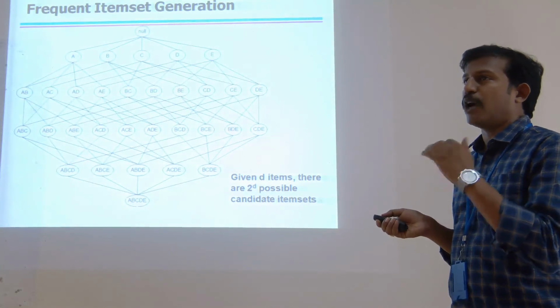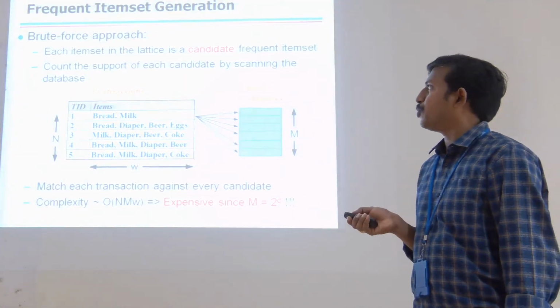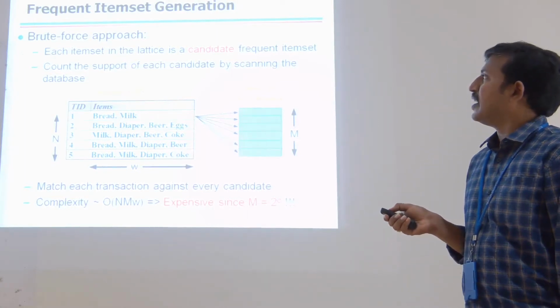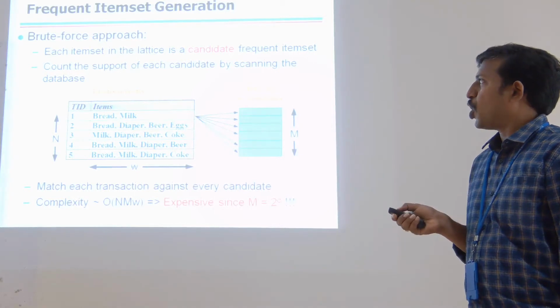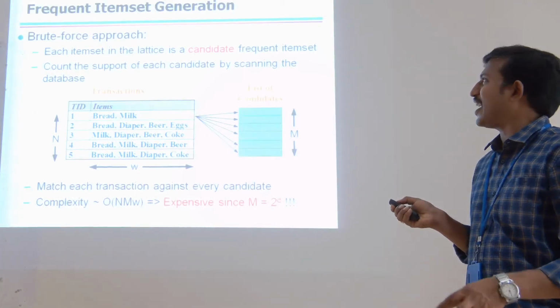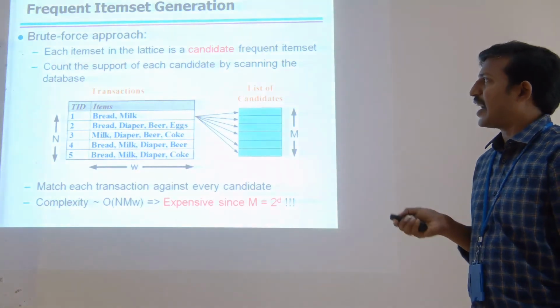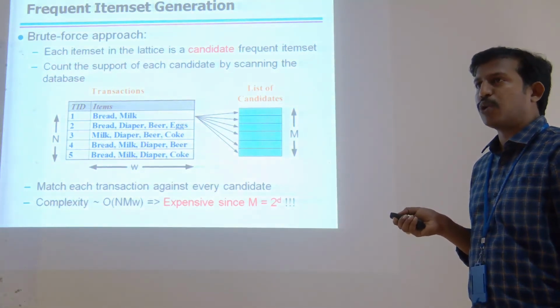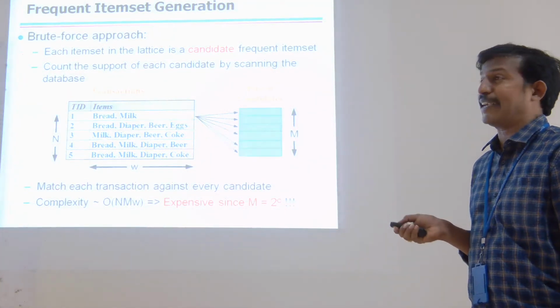This is the one possible solution we have. In the brute force approach, each item set in the lattice is a candidate frequent item set. Count the support of each and every candidate by scanning the database. Each and every time we need to scan the database. Whenever we want to compute support, we need to scan the entire database.